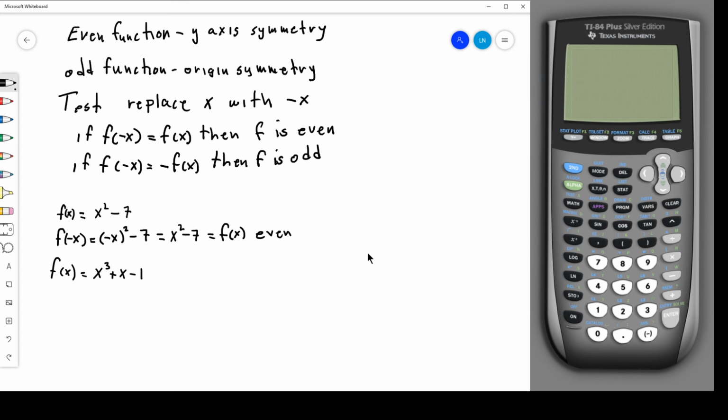So this is one of the functions we looked at yesterday when we graphed. Let's see what this one does. If I take f of negative x, again, I'm going to replace every x in the problem with negative x.